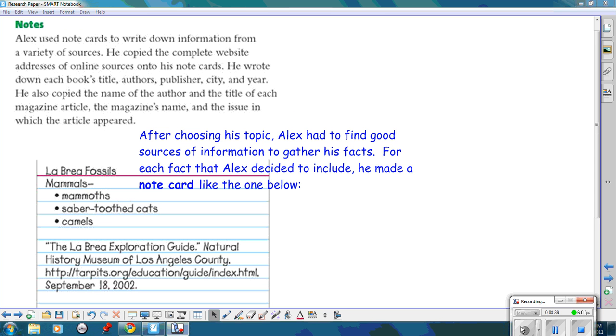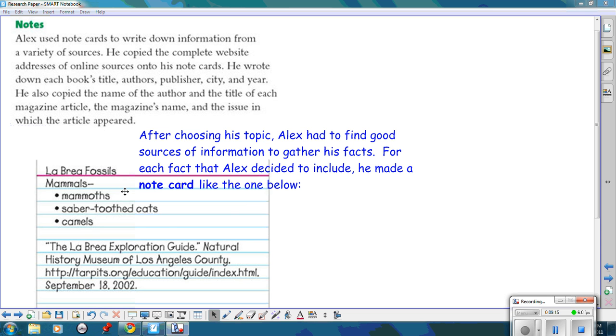Let's back up for a minute and take a note that Alex, and you can pause this to look at it and read it carefully, but the first thing Alex had to do after choosing the topic was to find facts. And in doing that, Alex made note cards, getting the information from a variety of sources. So right here is an example of one of his note cards. Mammals, and he talked about the different kinds of mammals, mammoths, saber-toothed cats, and camels. Those were the mammal fossils found in La Brea tar pits.